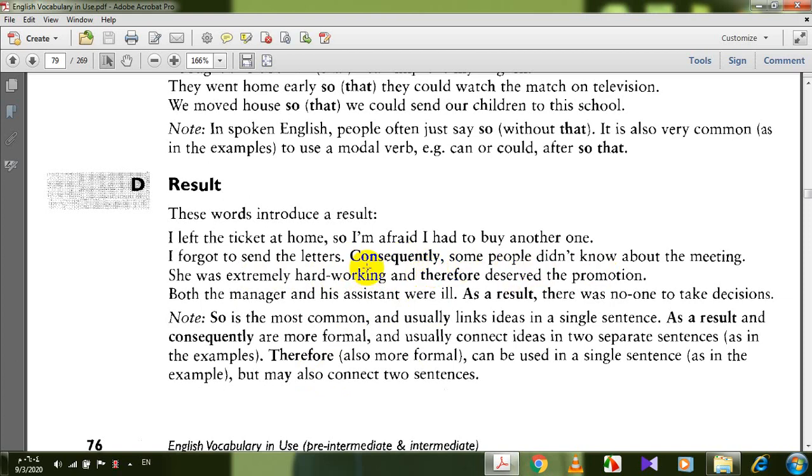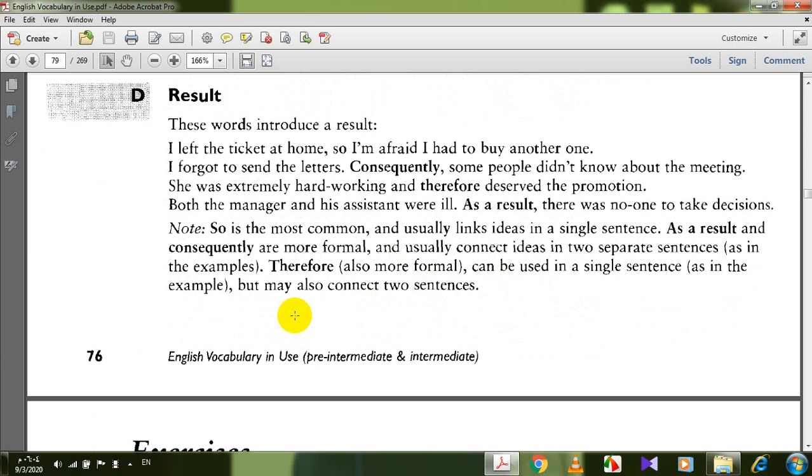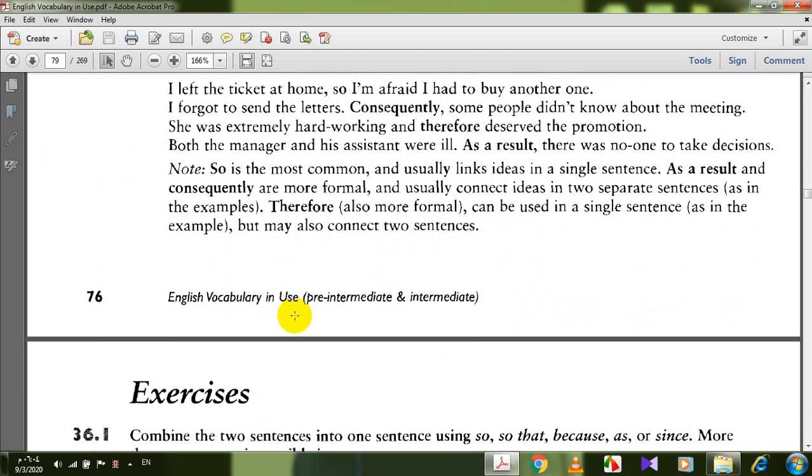So in this way, it connects two simple sentences. But if we say "and therefore," we say that it is used to connect two ideas in a simple sentence. Okay? So this is done for unit 36. Students are required to do the exercises alone.